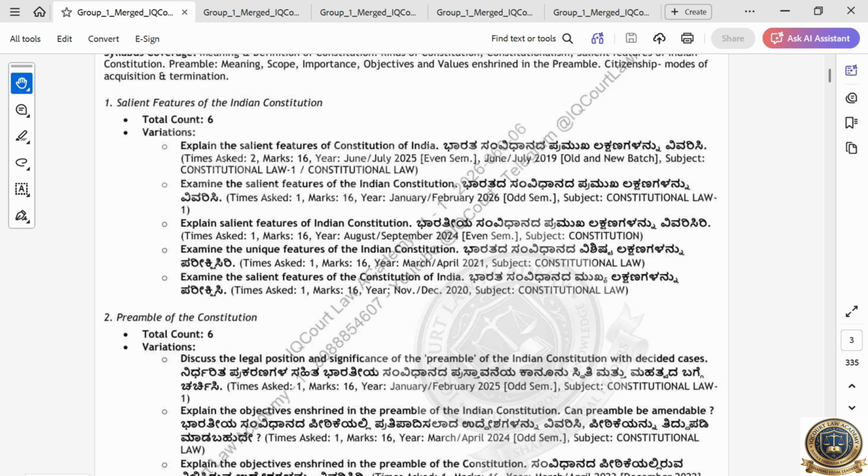So what we have done is complete research. We covered all the requirements of the students, and accordingly we have prepared these study materials, the IQCourt study materials. In this we combined all the important questions from all the angles, without leaving out anything, and we have provided the answers in a simplified manner. You should be able to understand and frame the answers on your own.